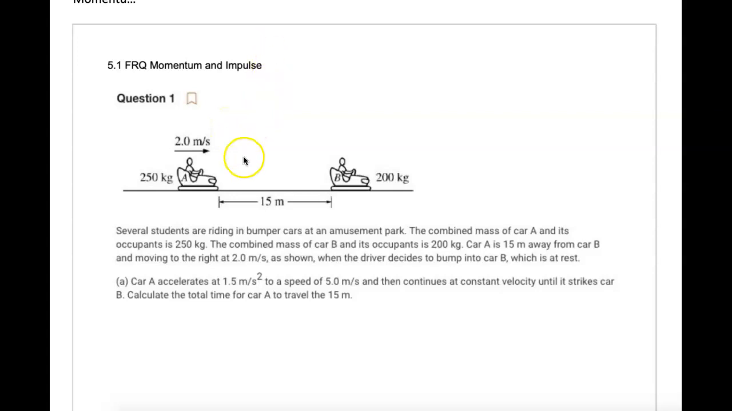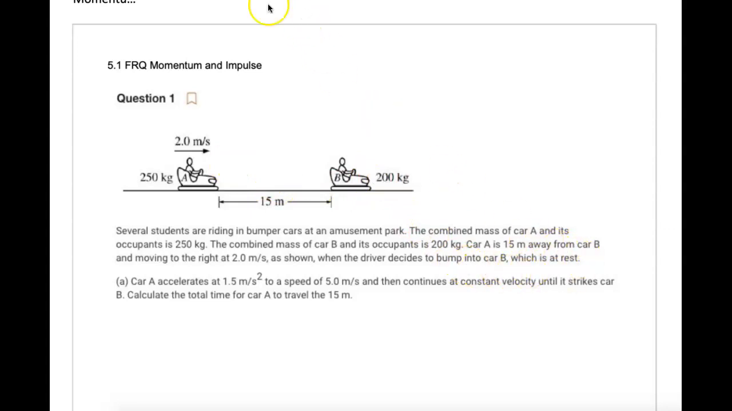Here we've got a couple of bumper cars, and several students are riding on them at the amusement park. The combined mass of car A and the occupants is 250. For car B, it's about 200. They are 15 meters away from each other, and this one is moving to the right at 2 meters per second. And they say that this car is at rest.